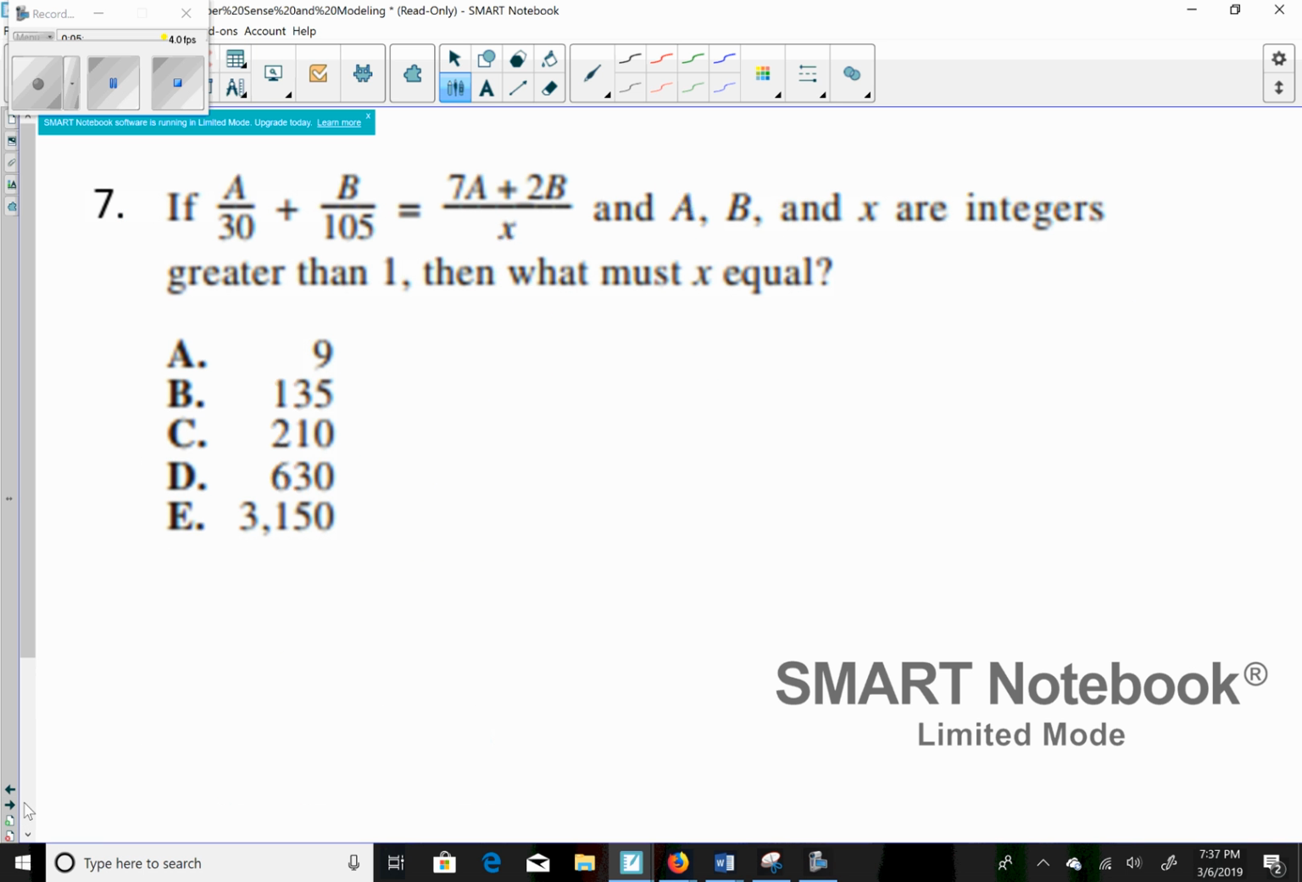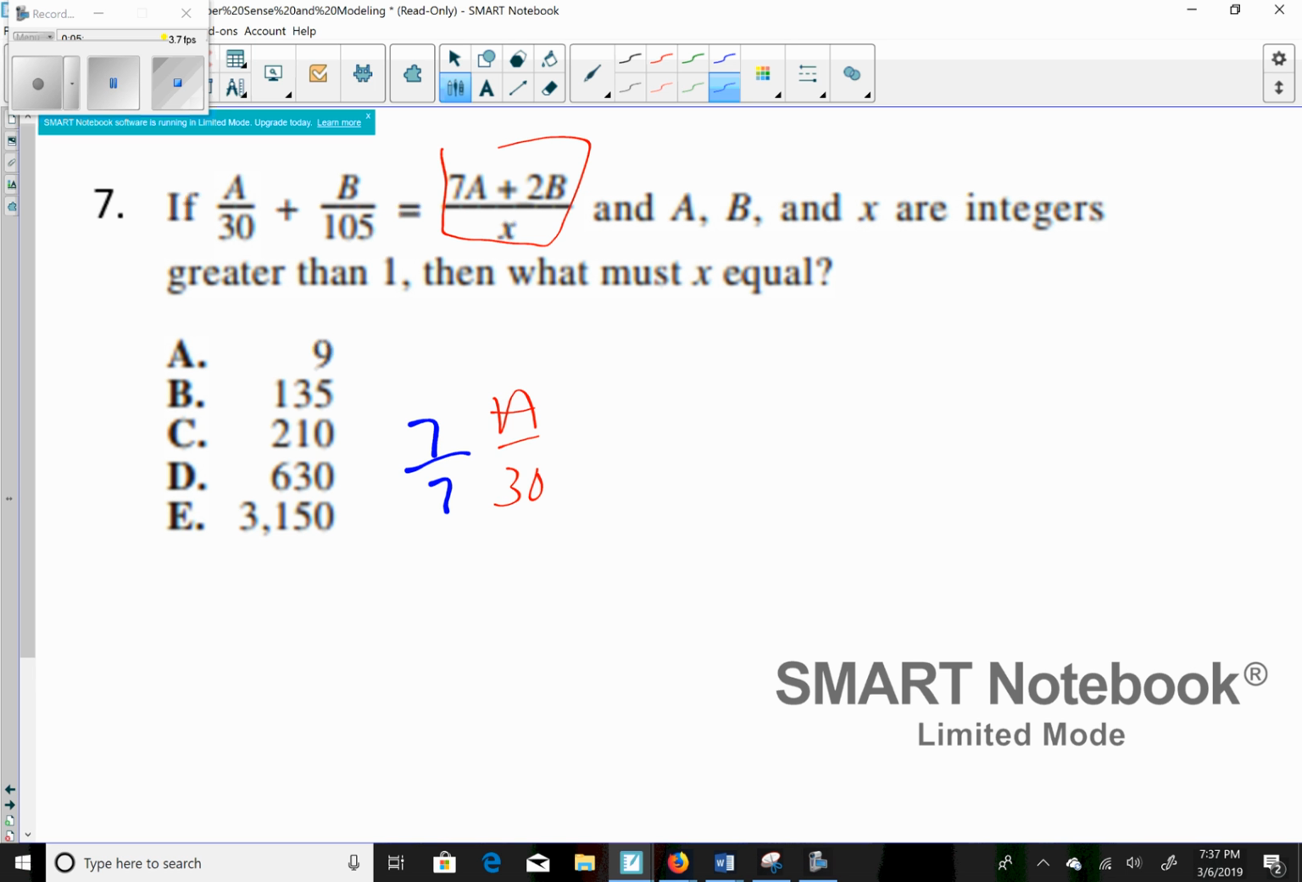Number 7, if A over 30 plus B over 105 is equal to 7A plus 2B over X, and A, B, and X are integers greater than 1, what must X equal? Well, I'm actually going to use this to help me solve this. If I have A over 30, and in my answer I end up with 7A, it looks like I had to multiply this A by 7. If I multiply A by 7, I'd have to multiply my denominator by 7.